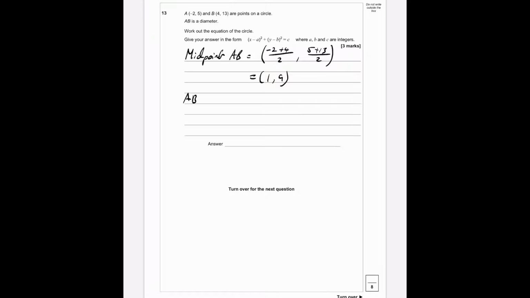To find the radius, which is the other thing we need for the equation, I'm going to find the length AB and then halve it. You can show the numbers being plugged into the formula. Essentially it's just Pythagoras' formula. Anyway, the length comes out as 10, as you can see. Half of that is 5, so the radius is 5. And so we'll get x minus 1 squared plus y minus 9 squared equals 5 squared, 25 here.